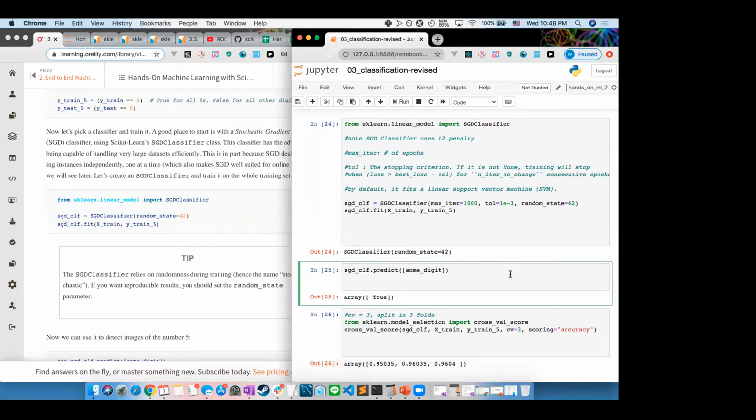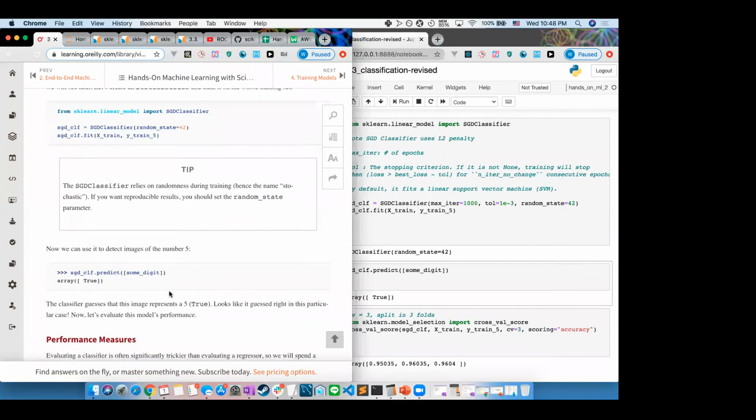And for those of you who are wondering why it's 42, this is coming from The Hitchhiker's Guide to the Galaxy, where 42 is the ultimate answer to the question of the meaning of life, the universe, and everything. Really? I didn't know that. That's my favorite. That's cool.